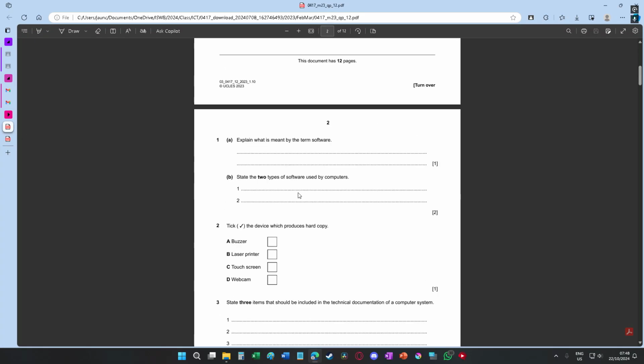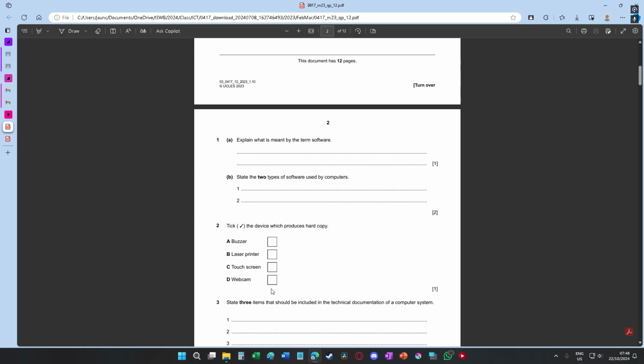So now, while you're preparing, explain what is meant by the term software. Now in your head you think, okay, what am I going to write? So what is a software? Now let's say you say it's a non-physical part of the computer, and it helps run all the instructions or whatever. You say whatever thing you mean by the term, what is meant by the term software.